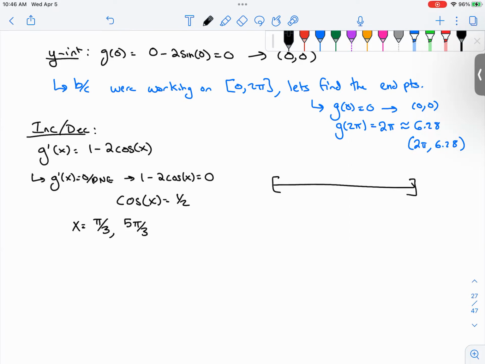So I'm not going to make a full number line chart because I only work on the interval 0 to 2 pi. But here's pi over 3, and here's 5 pi over 3. I want to bring those up top. Sorry, old habits die hard. Apologies. Pi over 3.